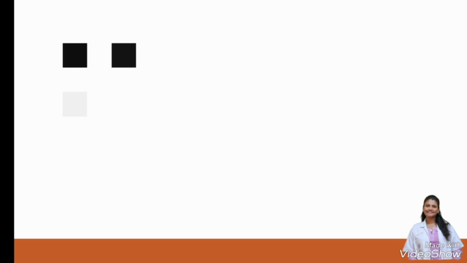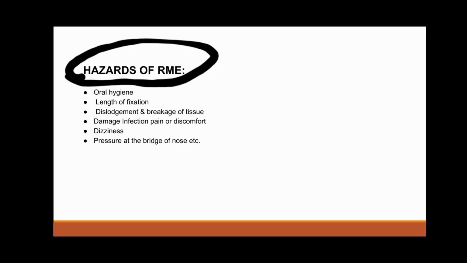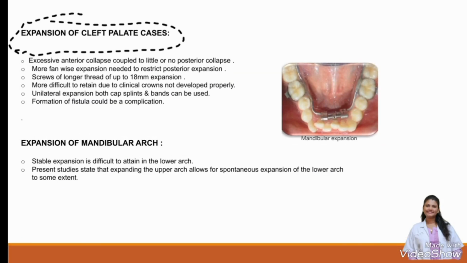Now we will discuss hazards of RME. Hazards of RME: poor oral hygiene, length of fixation, dislodgement and breakage, tissue damage, infection, pain or discomfort, dizziness, pressure at the bridge of the nose, etc. Cleft palate cases: excessive anterior collapse coupled with little or no posterior collapse. More fan-wise expansion is needed to restrict posterior expansion.